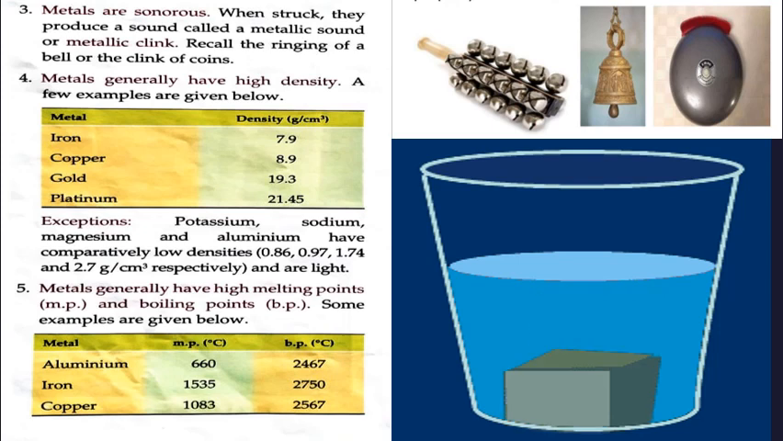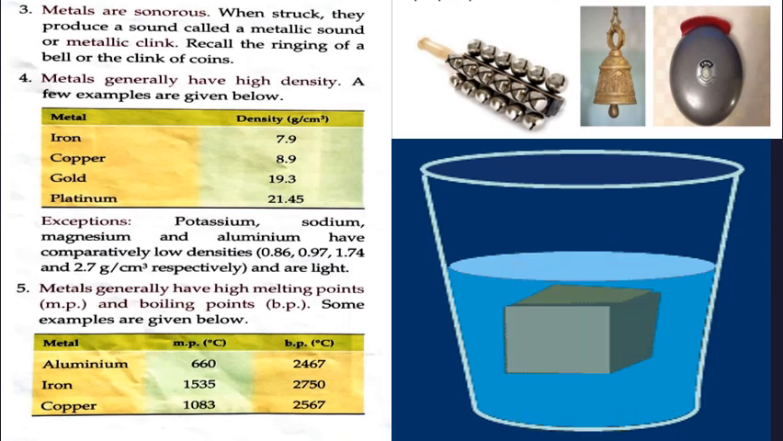The fourth property is that metals generally have high density. Firstly, we should know what density is. Density is mass per unit volume. We have studied about it, right? A few examples are given below: iron, copper, gold, platinum, and their respective densities.